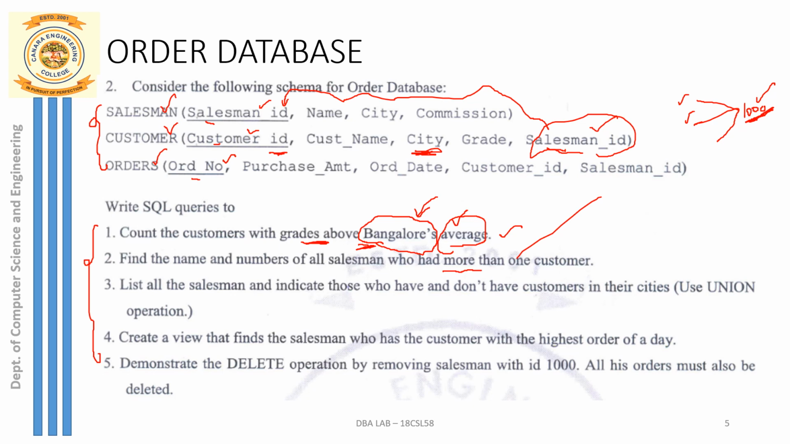Now we'll go to the third query. List all the salesmen and indicate those who have and don't have customers in their cities. So in this query I have to compare the salesman city and the customer city. City is an attribute which you can find in both the salesman table and the customer table. In the salesman table I have the city where the salesman belongs to. In the customer table also you have the city where the customer belongs to. Right? So here we have to just compare their cities.